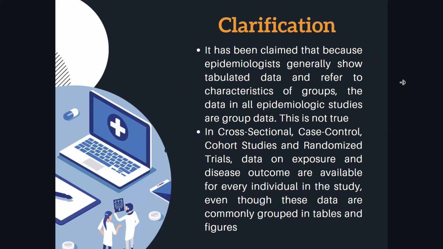It has been claimed that because epidemiologists generally show tabulated data and refer to characteristics of groups, the data in all epidemiological studies are grouped data, which is not true. In cross-sectional, case-control, cohort studies and randomized trials, data on exposure and disease outcome are available for every individual in the study, even though these data are commonly grouped in tables and figures.